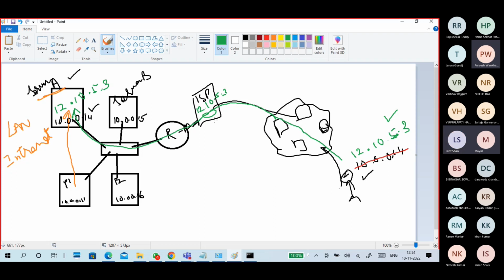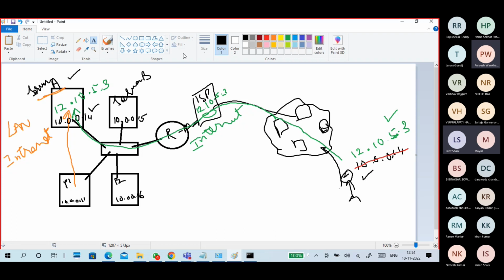To communicate on the internet, you need a public IP address. To communicate in a local network like an intranet, a private IP address is enough. This is internet. To communicate in public, we need the internet. Guys, do you understand up to that point? Yes, sir.